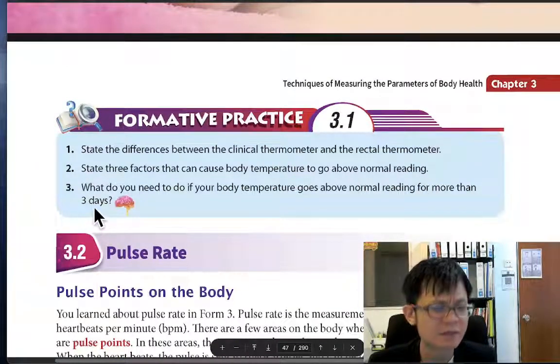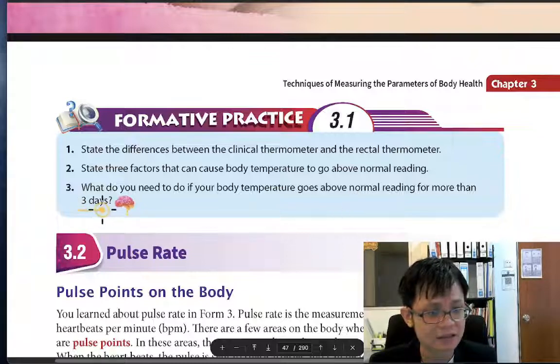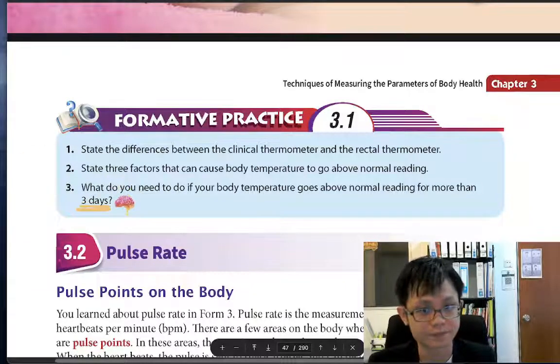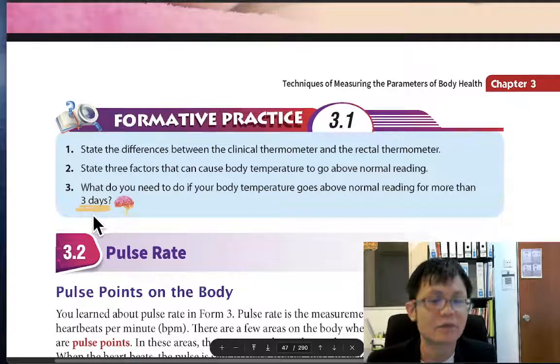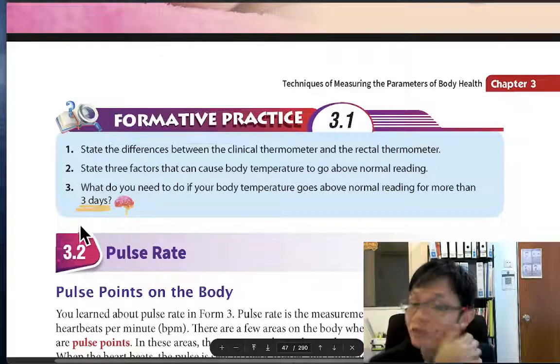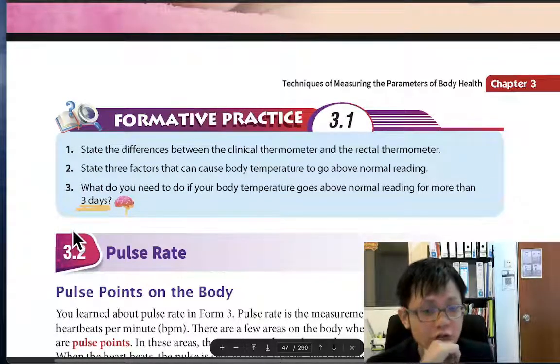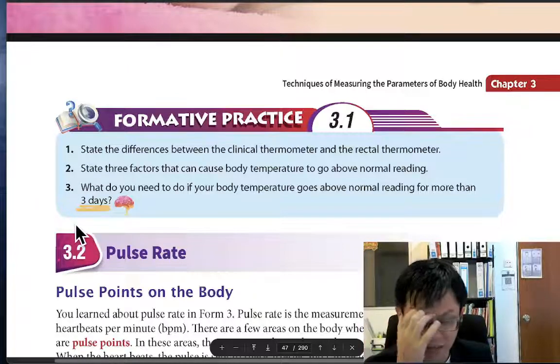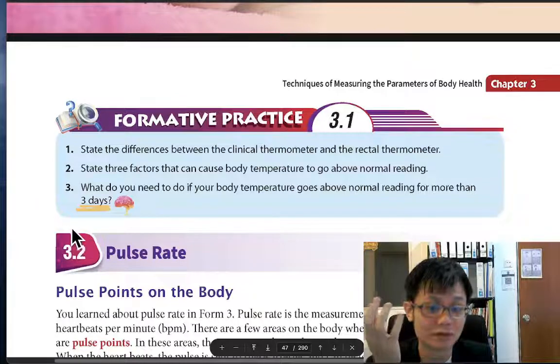Okay, this part. Question: what do you need to do if your body temperature goes above the normal reading for more than 3 days? The keyword is 3 days actually. So what should you do? Of course if your temperature is high for more than 3 days, you go and visit a doctor. Usually if you experience fever, it only lasts for 2-3 days and it's normal.